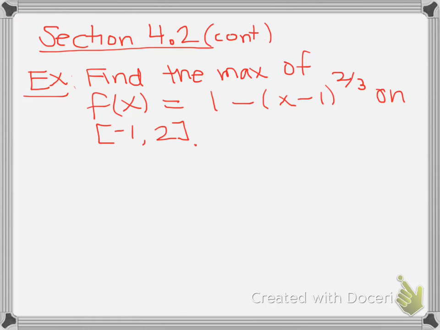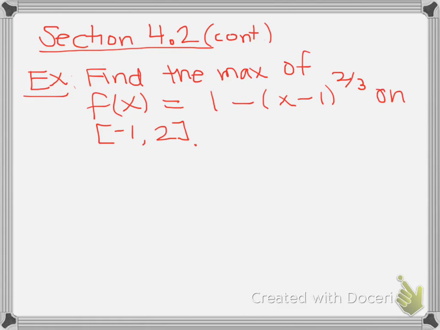Okay. All right. So this first example, and if you want, you can stop the video and write it down, and then come back and listen to how we're going to solve this. Okay, we need to find the max of f of x equals 1 minus the quantity x minus 1 to the 2/3 on the closed interval -1, 2.